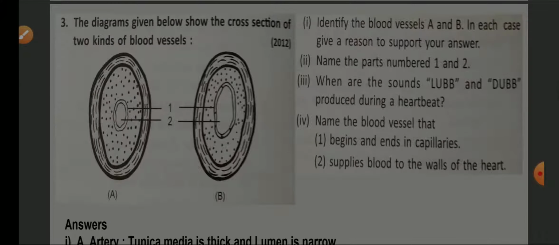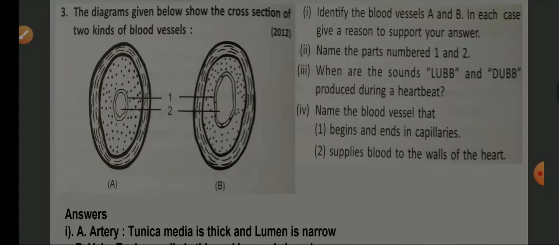The diagram given below shows the cross section of two kinds of blood vessels. Answer the following questions. Identify the blood vessel A and B and give a reason to support your answer. Name the parts number 1 and 2. When are the sounds lub and dub produced during the heartbeat? And name the blood vessels that begin and end with capillaries and supply blood to walls of the heart.